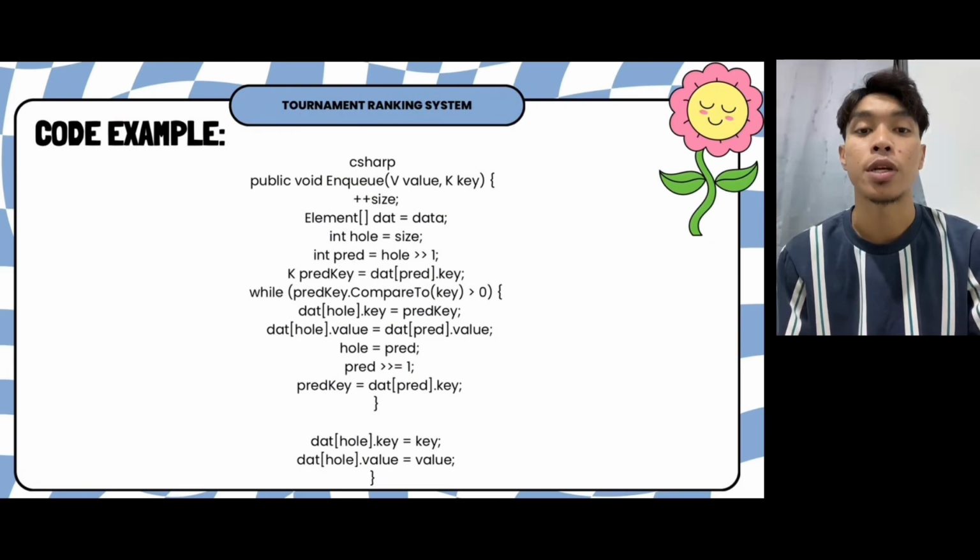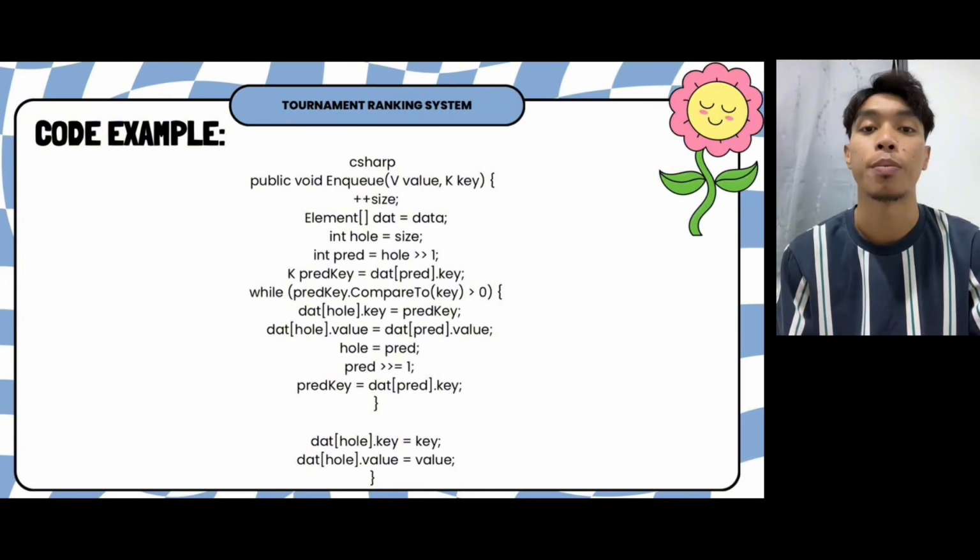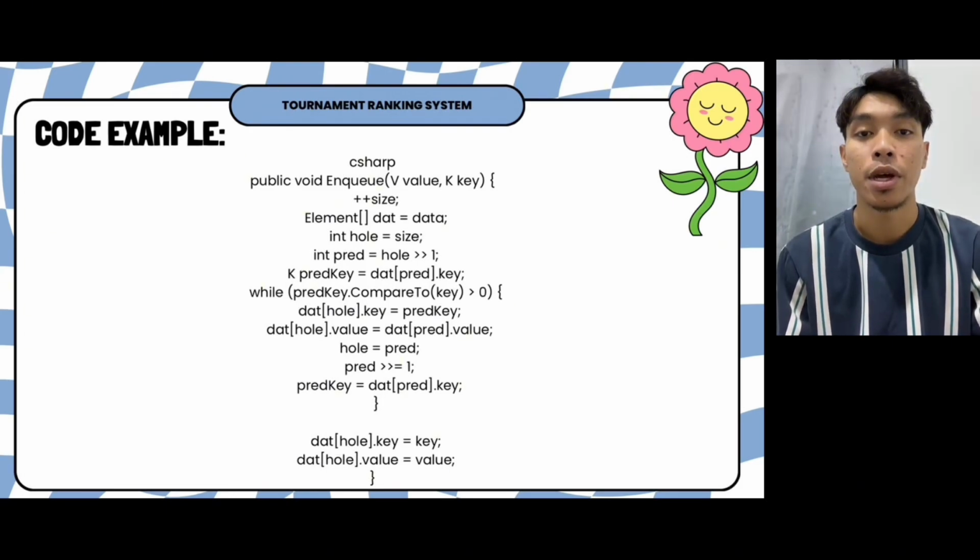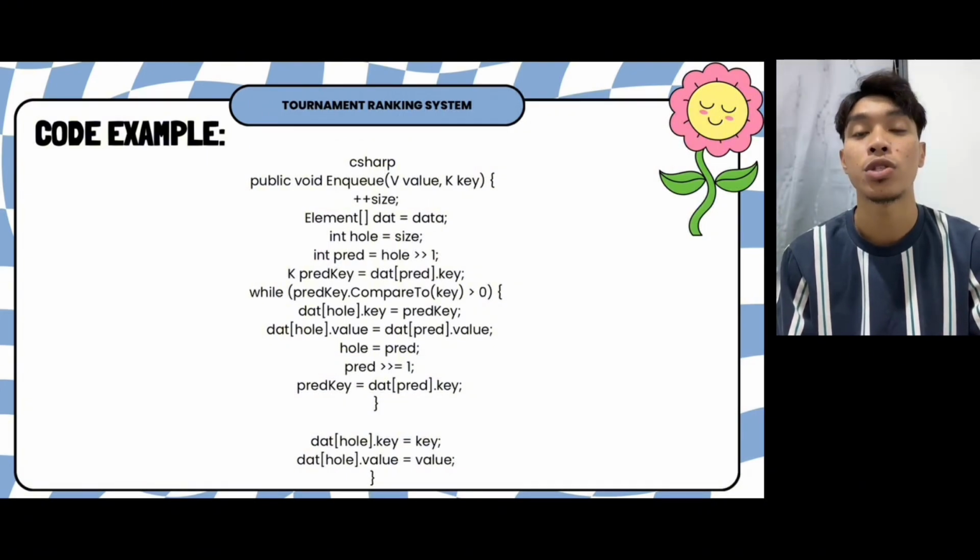The NQ method is to add an element to a priority queue, which is implemented as a binary heap. A binary heap is a data structure that ensures the smallest element, which in the case of a min heap, is always at the root. This method adds a new element to the heap while maintaining the heap ordering property, which ensures that every parent node has a key less than or equal to its children.